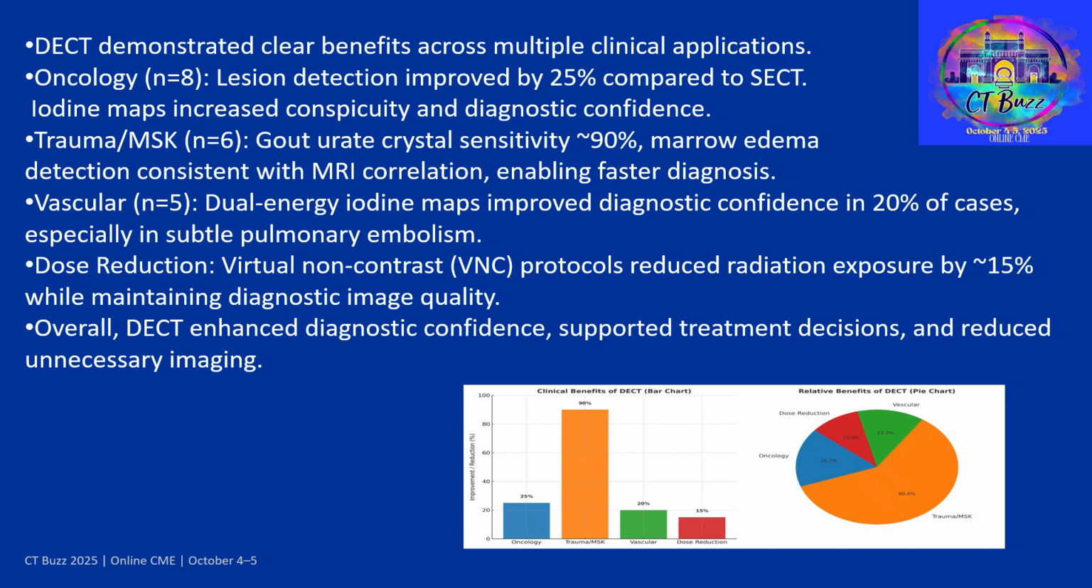Neoplastic lesion detection improved by 25%. Iodine maps also helped in gaining diagnostic confidence. Sensitivity in gout crystal detection was 90%. Marrow edema detection was consistent with MRI correlation, enabling faster diagnosis. Dual energy iodine maps improved diagnostic confidence in subtle pulmonary embolism cases. Virtual non-contrast protocols helped in reducing exposure while maintaining diagnostic image quality.